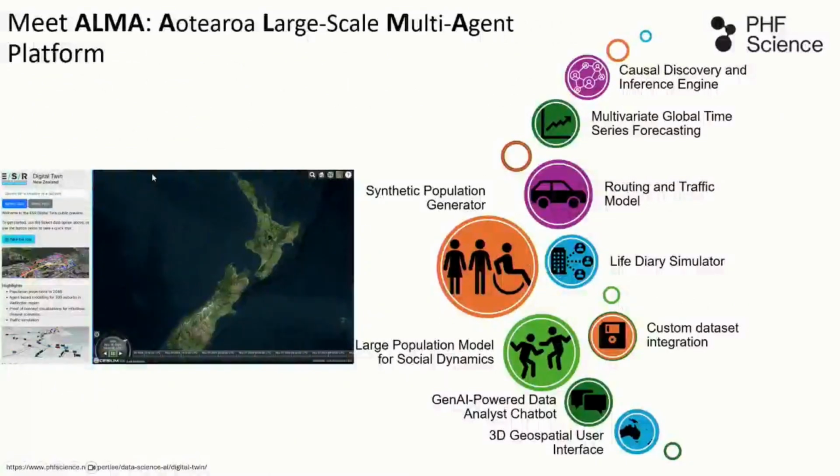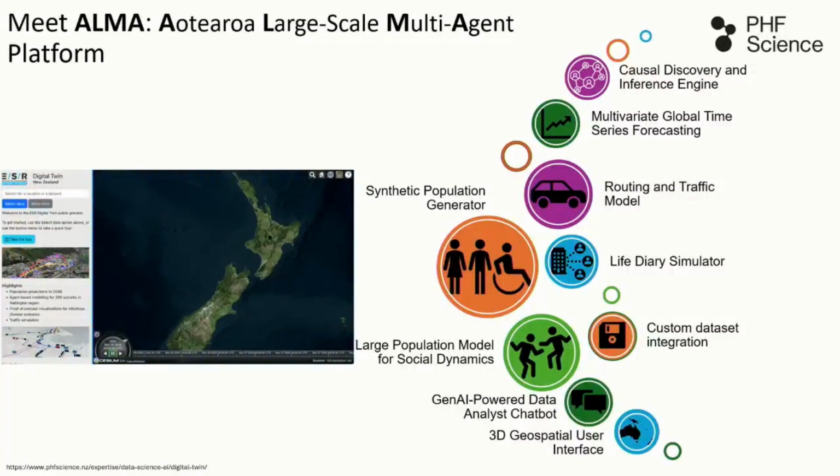Here is ALMA again. Now you should all know what ALMA is. ALMA is, at this stage, quite a sophisticated piece of software. And for this particular project, we are utilizing the synthetic population, which is the backbone of ALMA, as well as the diaries, which essentially simulate the movement patterns of synthetic people or agents throughout New Zealand.